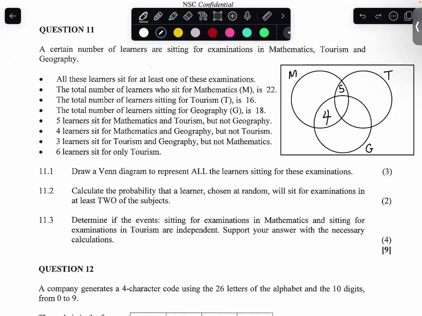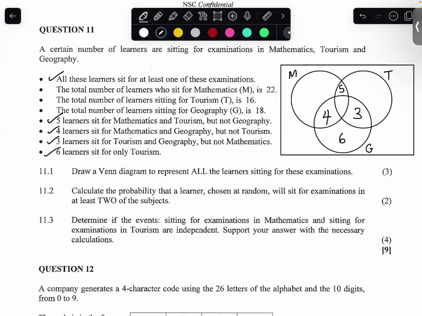Okay, 3 learners sit for tourism and geography, but not mathematics. So we're looking at 3 learners there. 6 learners sit for only geography. So only geography, there's 6 learners there, right? This part specifies the learners that take only geography. Now I'm going to start from the second point because we already read that one. We did that one, we did that one, we did that one.